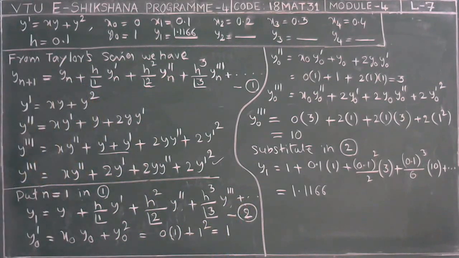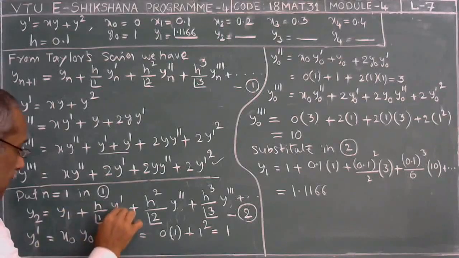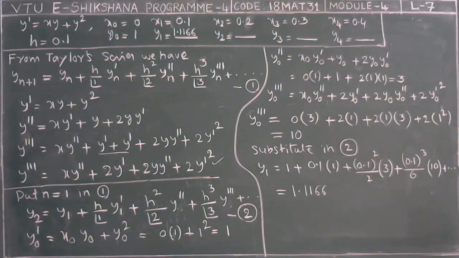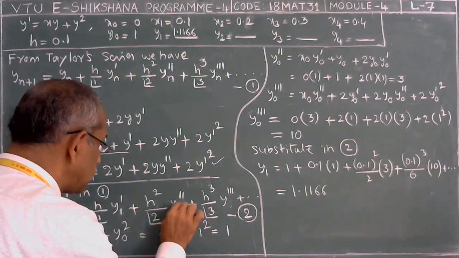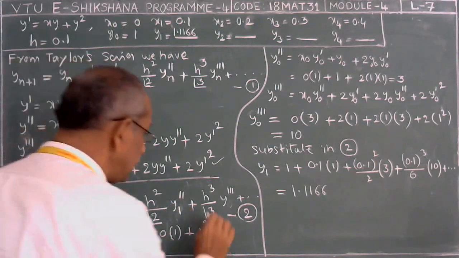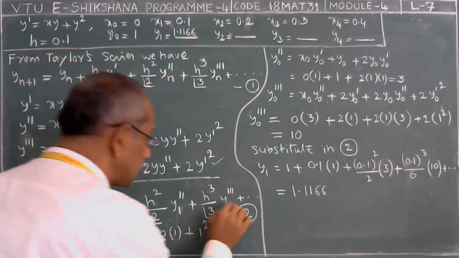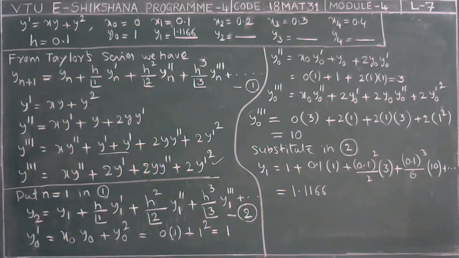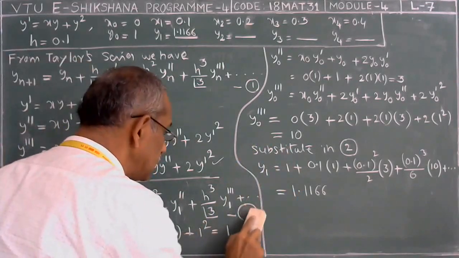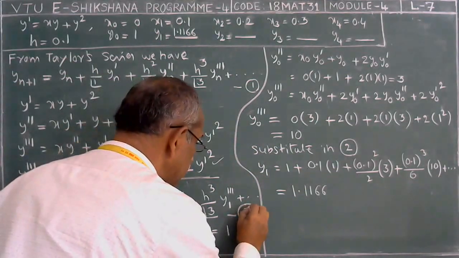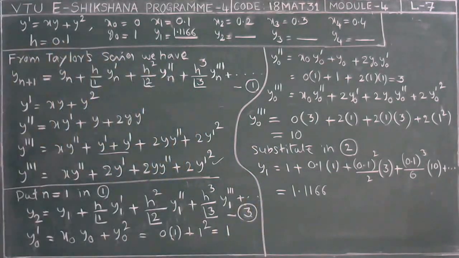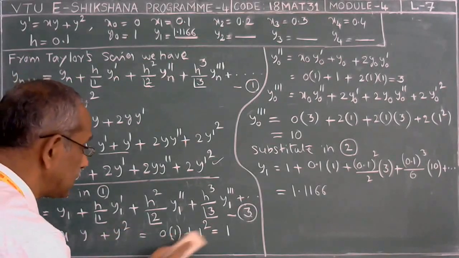So y2 is equal to y1 plus h by factorial 1 y1 dash plus h square by factorial 2 y1 double dash plus h cube by factorial 3 y1 triple dash and so on. So call this as equation number 3. Then you calculate these y's.